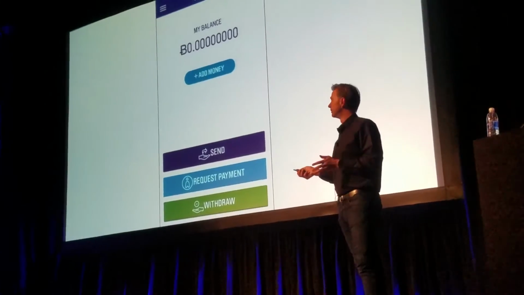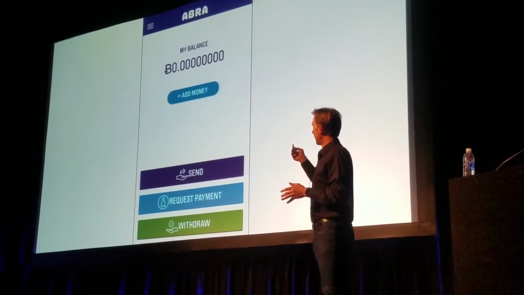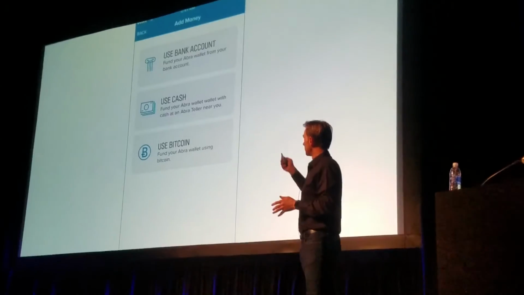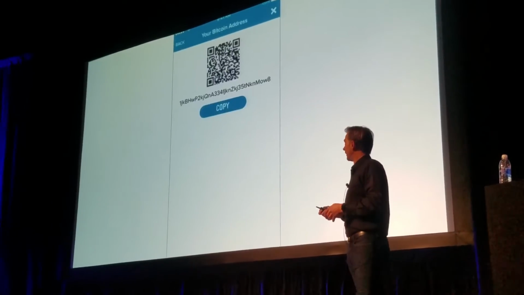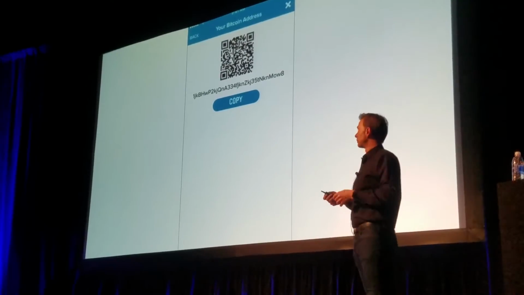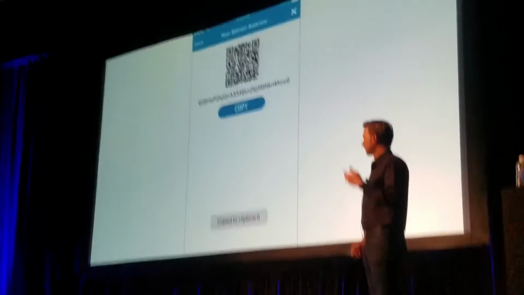It would load the same way, right? So I need to add some money. What I want to do is, in this case, I'm going to use Bitcoin, meaning I'm going to load money from an external Bitcoin wallet. And this part, most of you have probably seen before. I'm going to copy my public key, no big deal.